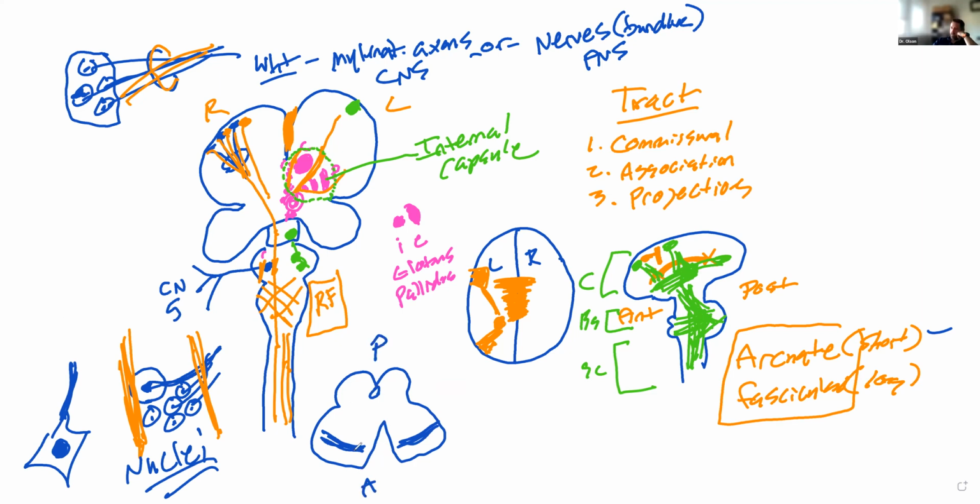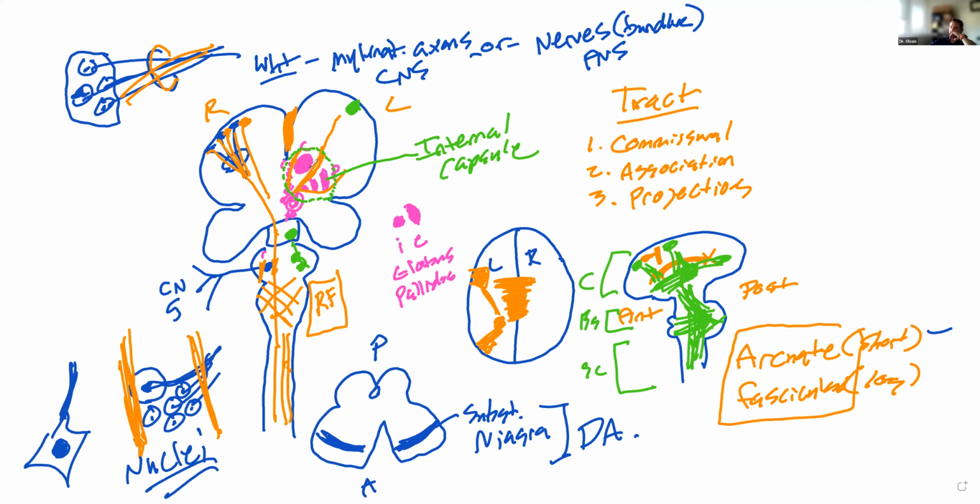On the anterior portion of your midbrain, you have a dark area called the substantia nigra. And within the substantia nigra, you are synthesizing dopamine. Dopamine is going to be intricately involved with the basal ganglia.